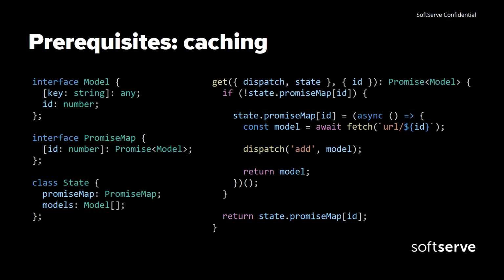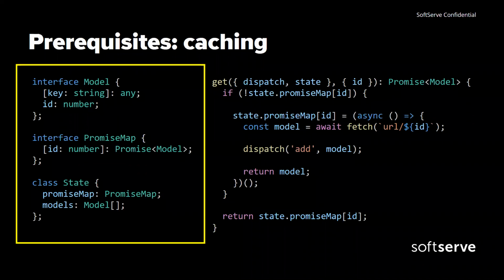So, on the left, you can see a structure of our stores. To be precise, a structure of our state. Our state contains just two fields, promise map and models. Promise map is just an object which has IDs of models as keys, and promises which are resolved with those models as values. And the models array is just a models array. It contains models with ID and some other information, but significant for us is the ID.